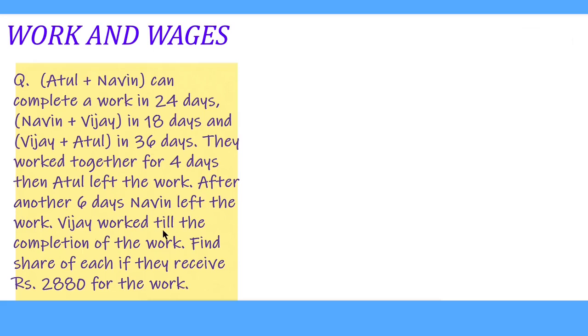Vijay worked till the completion of the work. Find the share of each if they receive rupees 2880 for the work. So we saw like this: Atul plus Naveen, I am denoting them by A and N, together can complete the work in 24 days.